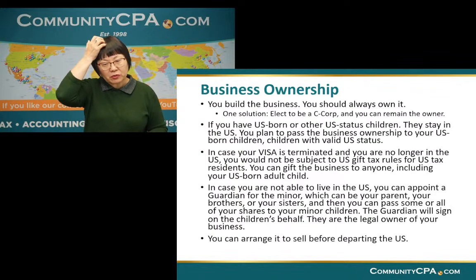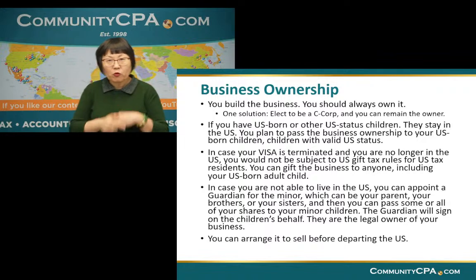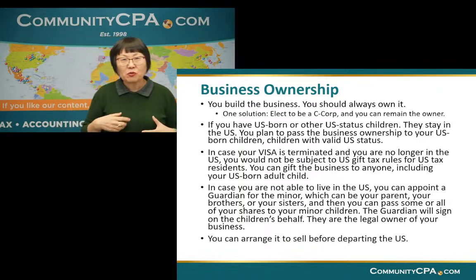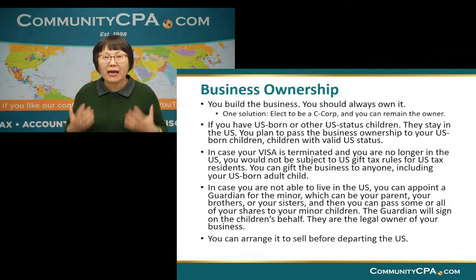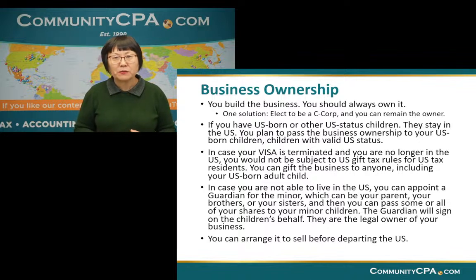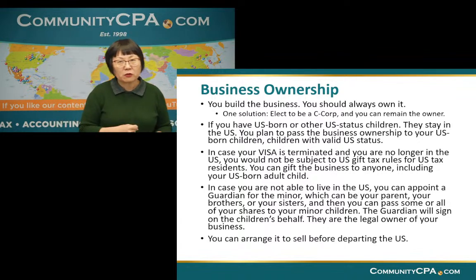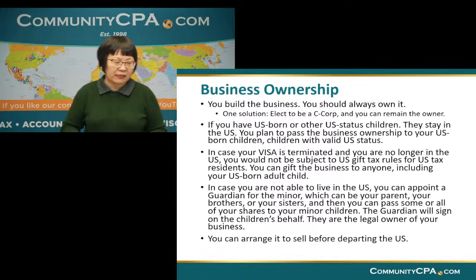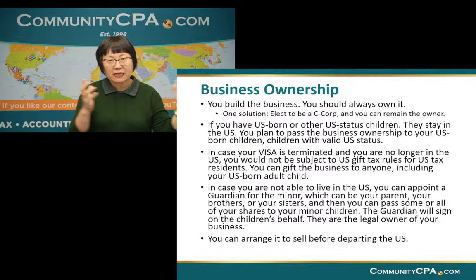Number two, business ownership. Of course you own the business, and of course you are in an uncertain status, right? But you built the business and you should have your ownership. We don't want you to lose your ownership, right? So, one quick solution: if you are in a partnership with someone and you have 25%, convert that into a C Corp. Get your 25% of shareholding in that C Corp.